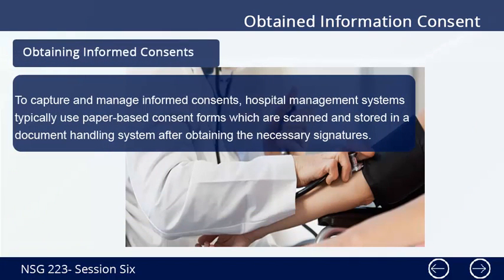Obtaining informed consent. To capture and manage informed consent, hospital management systems typically use paper-based consent forms which are scanned and stored in a document handling system after obtaining the necessary signatures. Hospital systems and research organizations are adopting an electronic way of capturing informed consent to enable indexing, to improve comprehension, search and retrieval of consent data, thus enhancing the ability to honor patients' intent and identify willing research participants.